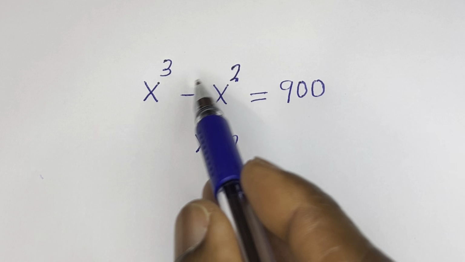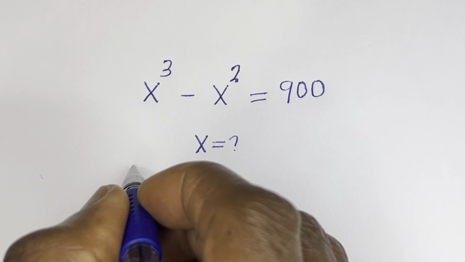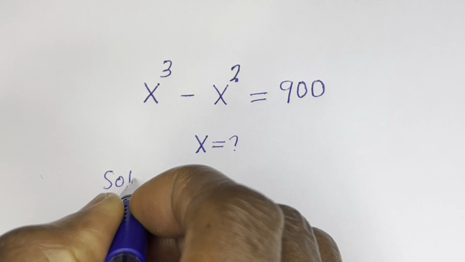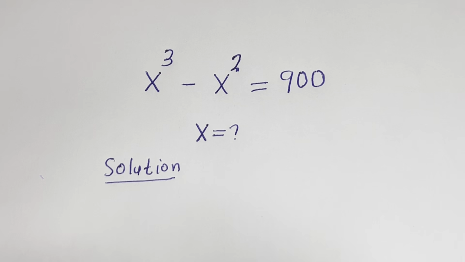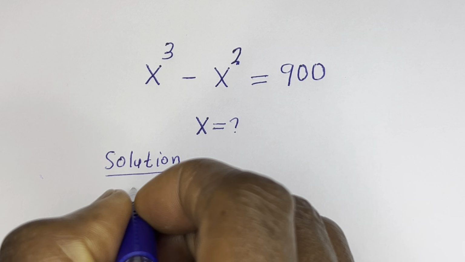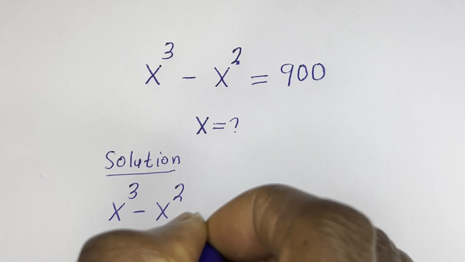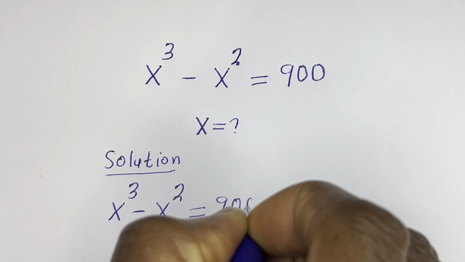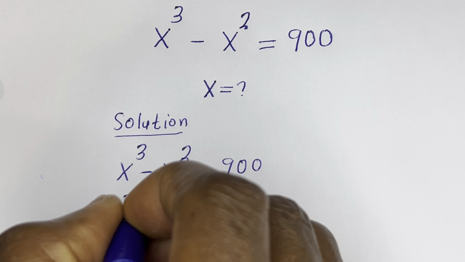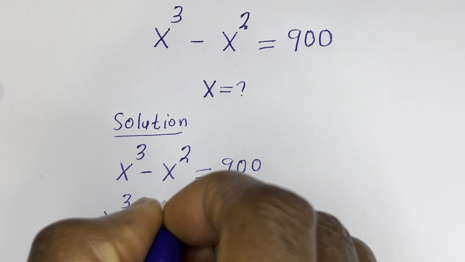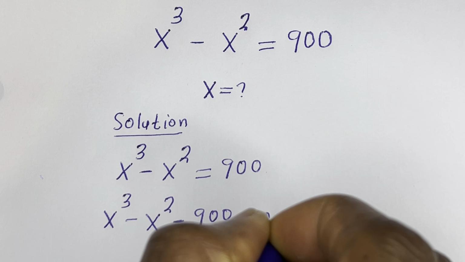Hello, how to solve for s in this equation? S to the power of 3 minus s squared is equal to 900. Solution. Then here we have s to the power of 3 minus s squared is equal to 900. Then we have s to the power of 3 minus s squared minus 900 is equal to 0.